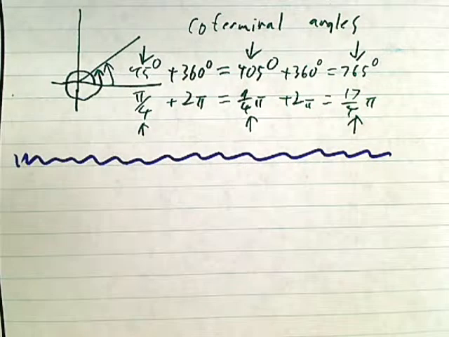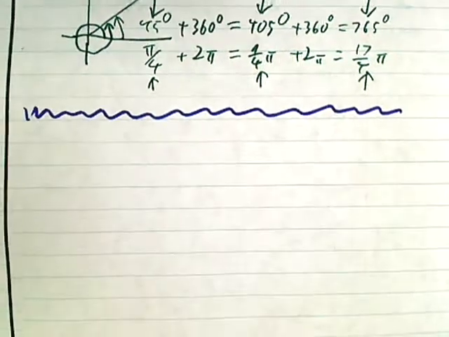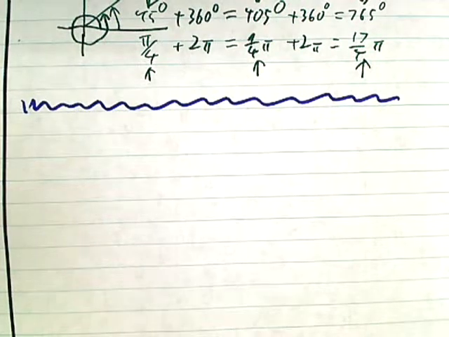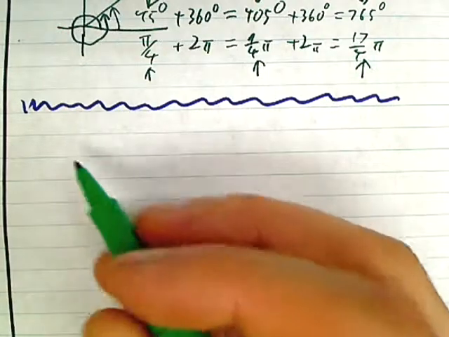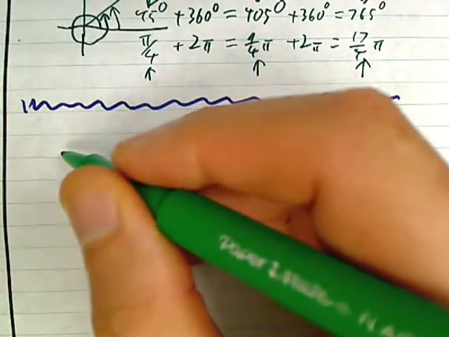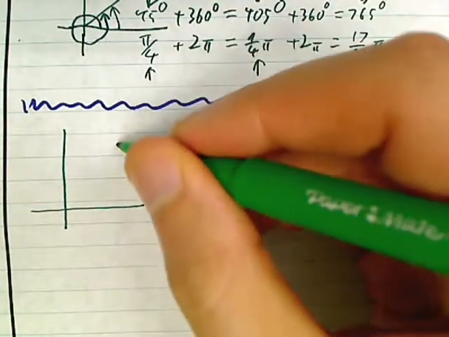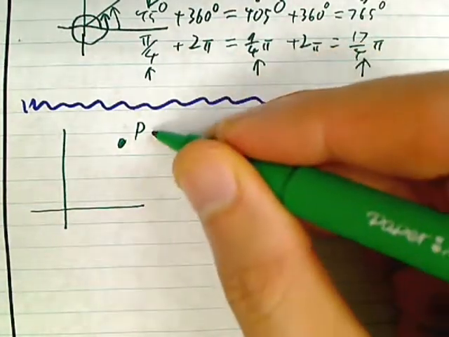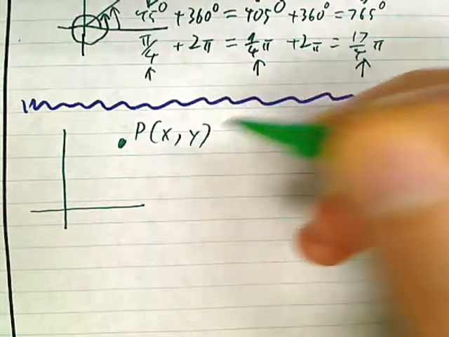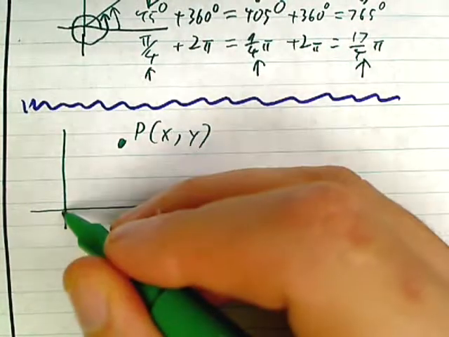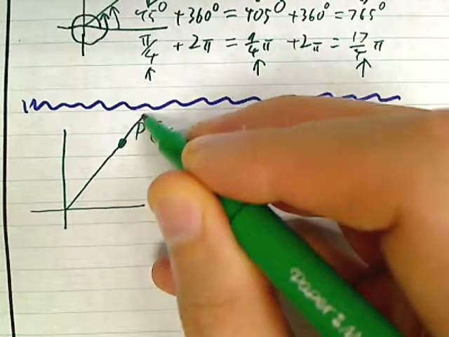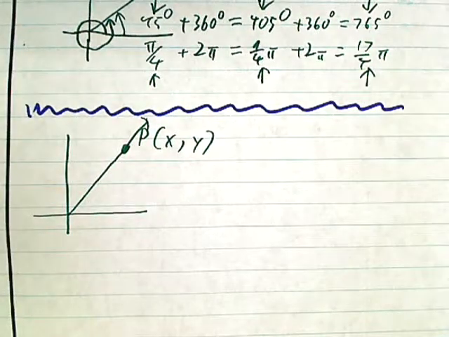Next. Sometimes they will say to you that they have a point that the terminal side of the angle goes through, and they want you to tell them the different trig functions for that point. Let's just call the point xy. So here's point P, at x, y. The terminal side of the angle goes through that point, so here is your angle.